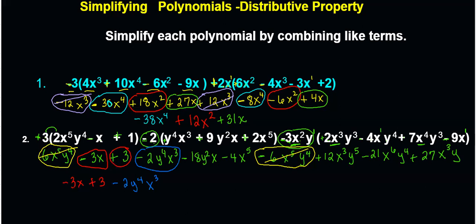Now let's see what we have next. We got a y squared x. Do I have any y squared x's? I don't see any y squared x's, so we're going to bring it down. And then negative 4x to the fifth. Do we have any other, just x to the fifth? I don't see any. I'm just going to bring it down. Takes care of that one. X to the third, y to the fifth. I don't see any more, so we're just going to bring it down.